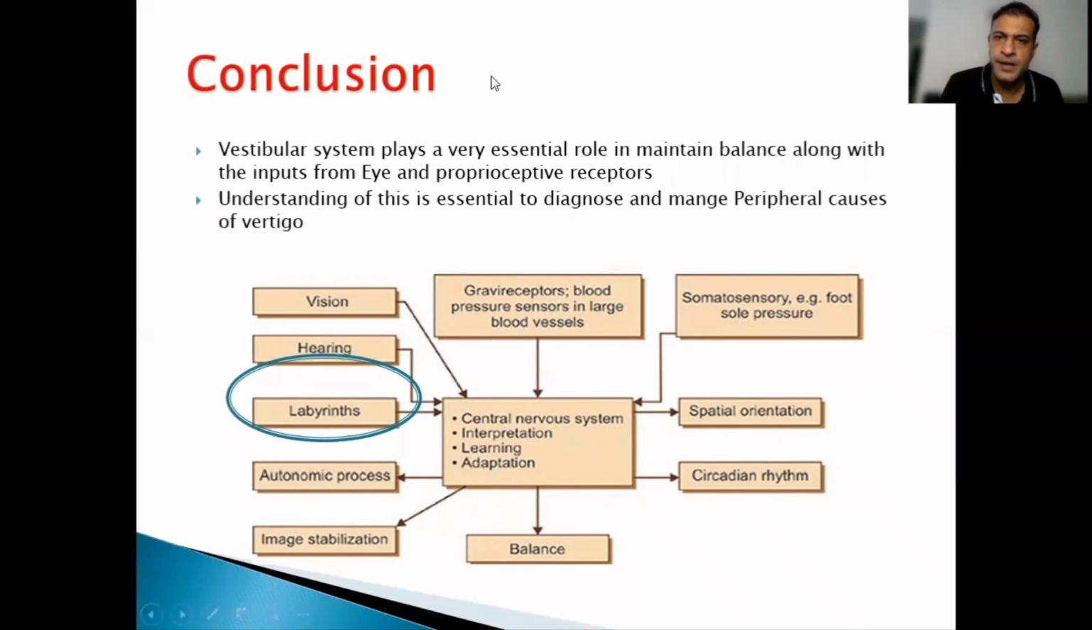I hope this small presentation will help you write a long question. It is a challenging topic to understand. I have tried to summarize the entire Scott Brown and make a short-note kind of thing, or a long-question kind of thing. You can write these headings in your long question.